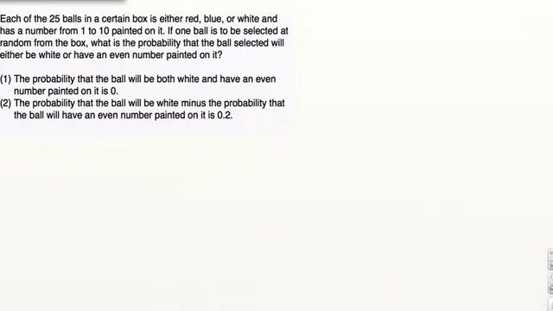Now, looking at this, we're told each of the 25 balls in a certain box is red, blue, or white and has a number painted on it. So we're selecting one ball at random from the box. So we want the probability that the ball will be either white or have an even number painted on it. So the probability that the ball will be white or even is going to be defined as, according to our standard probability calculations, probability of white plus probability of even minus the probability of both, or white and even.